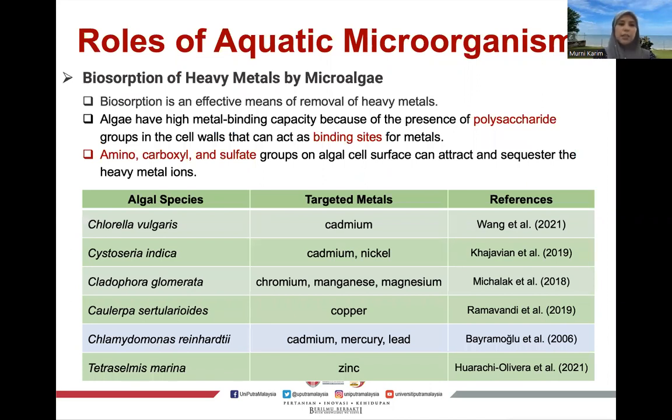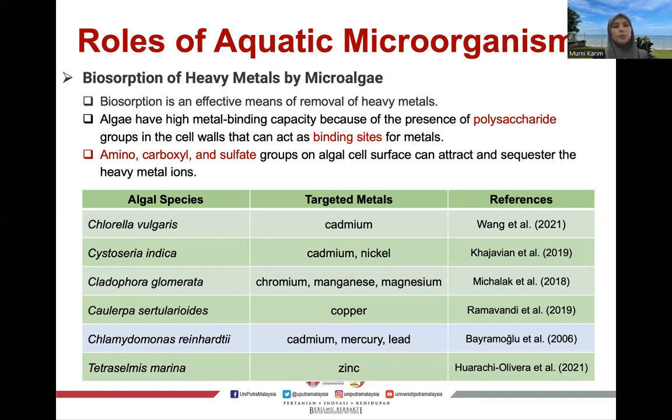And also they absorb heavy metals, the microalgae and bacteria. They have the capability to absorb heavy metals. Let's say for the algae, they have a high metal binding capacity because of the presence of polysaccharides. Those polysaccharides serve as a binding site for the metals. Polysaccharides are not only in the algae but also in gram-positive bacteria. Around their cell wall there are specific binding sites for heavy metals. That's why they are able to absorb those heavy metals. They either use them as nutrients or just absorb them and then they die.